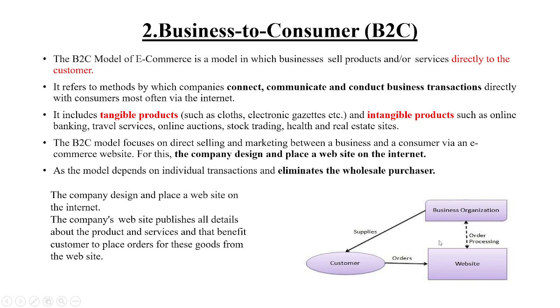So when you look at the picture, see here, the customer directly places the order using the website that has been developed by this business organization. Once he places the order, this order is processed, and after the completion of the process, the business organization is going to supply that product or service directly to the customer. So here the customer uses the website, which is designed and placed by the company on the internet.